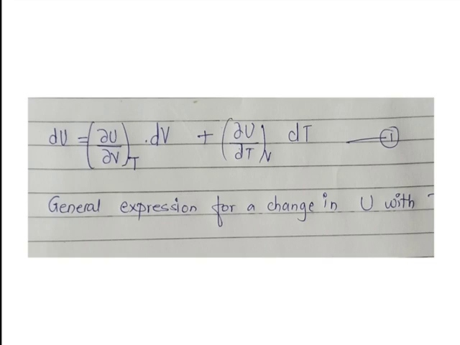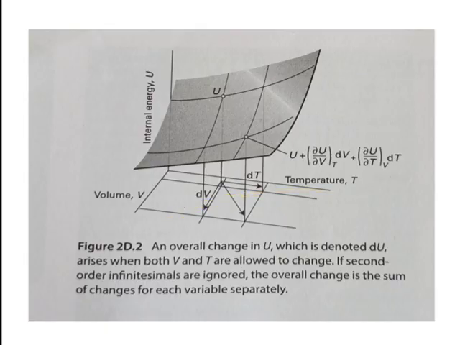So we will see the next diagram which shows the variation of internal energy with respect to temperature and volume. So see, this is the diagram. On the y-axis there is the internal energy and on the x-axis there is the temperature. An overall change in internal energy U, which is denoted by dU, arises when both volume and temperature are allowed to change. If second order infinitesimals are ignored, the overall change is the sum of changes for each variable separately. So see, here on the y-axis the internal energy changes, and on the x-axis there is a change in temperature and volume is here. So the equation at this point is given here.